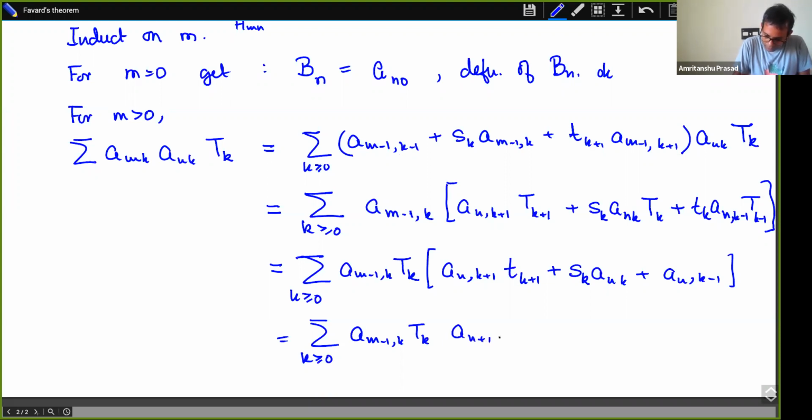An plus 1 k. And that's now by induction, we know that this is equal to the m minus n plus m minus 1 plus n plus 1, because we are assuming that this is true for all n for a given m. Okay, so by induction, that's it. So the proof is done. Is this okay?